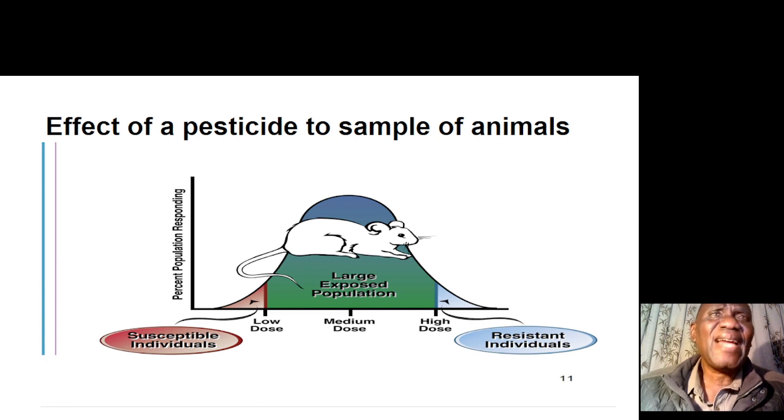At very high dosages, you may find some individuals surviving. These have got genes for resistance. This is the population which eventually gives rise to pesticide resistance.